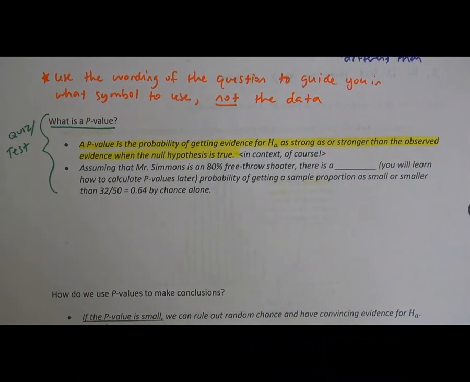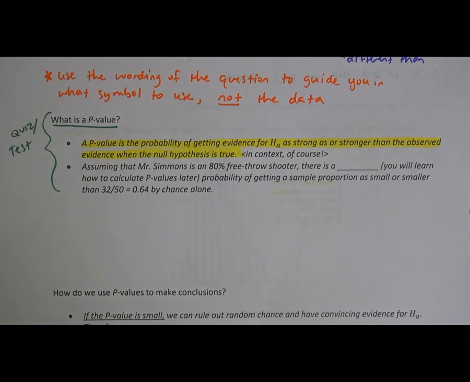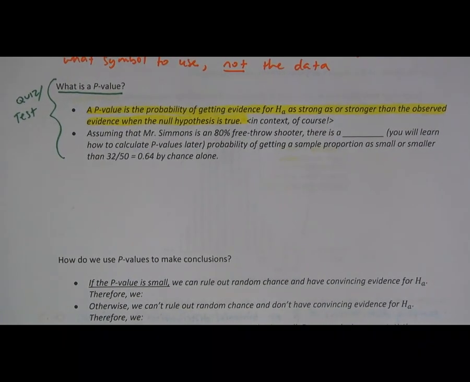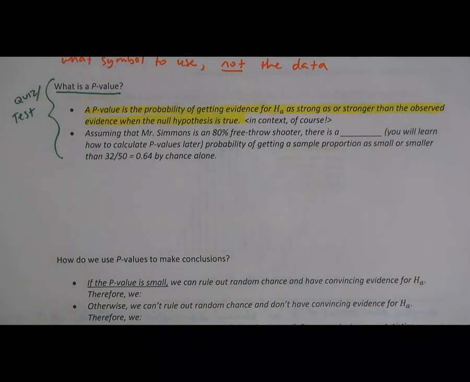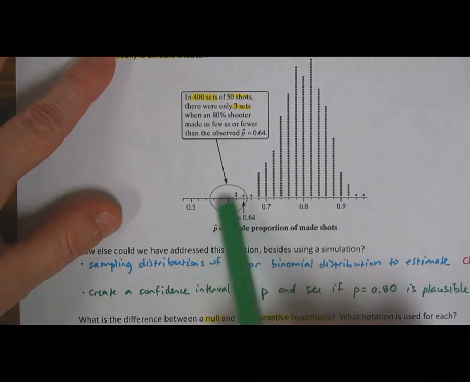What it is, it's the probability of giving evidence for your alternative hypothesis as strong or stronger than the observed evidence. So the p-value in this free throw problem is going to be the probability of getting evidence as strong or stronger than the less than 64% that happened in front of me. And so it says that a little bit more gracefully than how I just said it in the second bullet point. Assuming that Mr. Simmons is an 80% free throw shooter, there is a blank. Okay, so what you're going to put in the blank is what we use from the simulation, because that's really all we have to go by today.